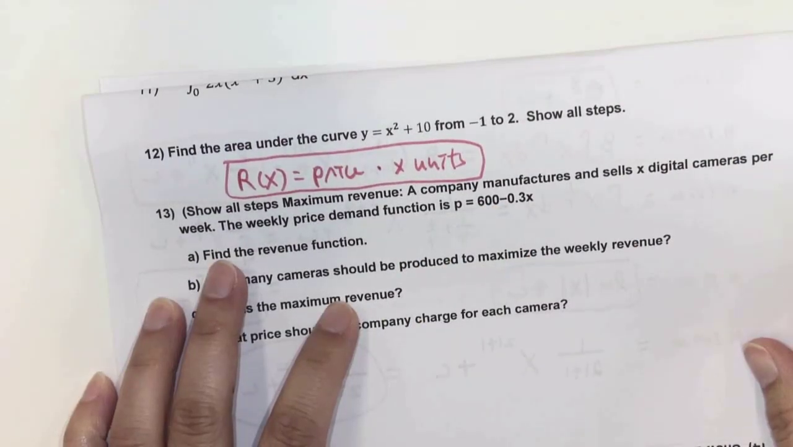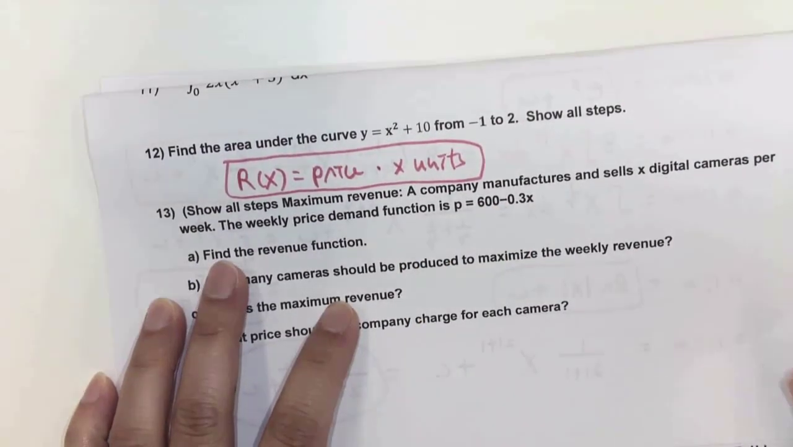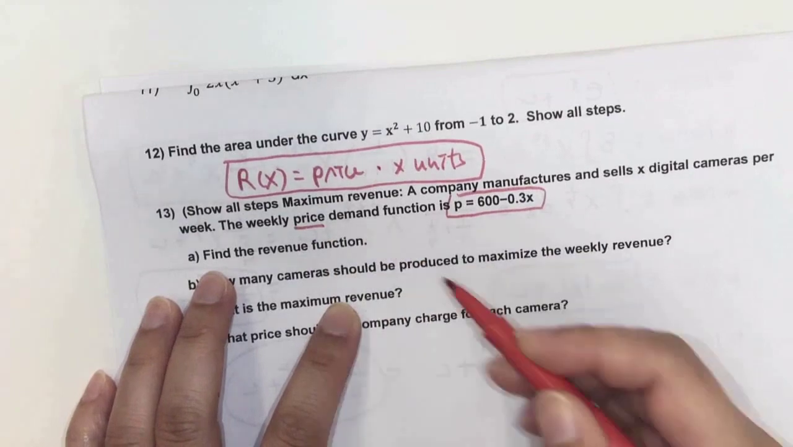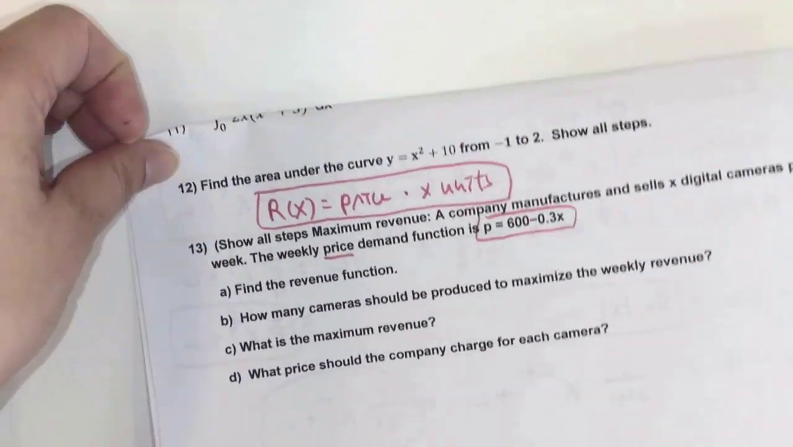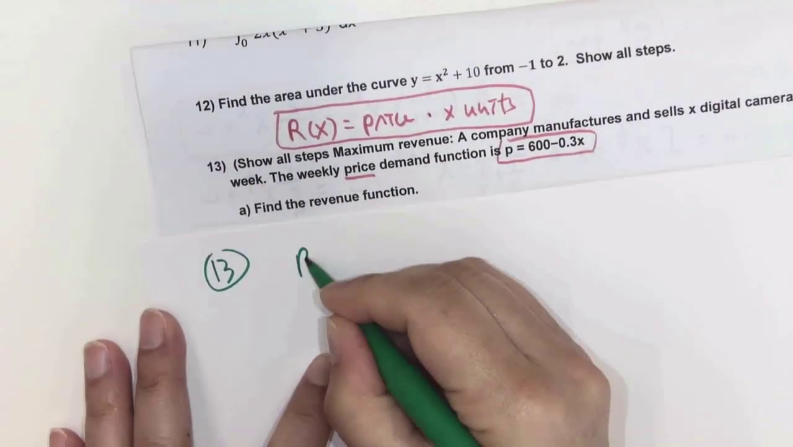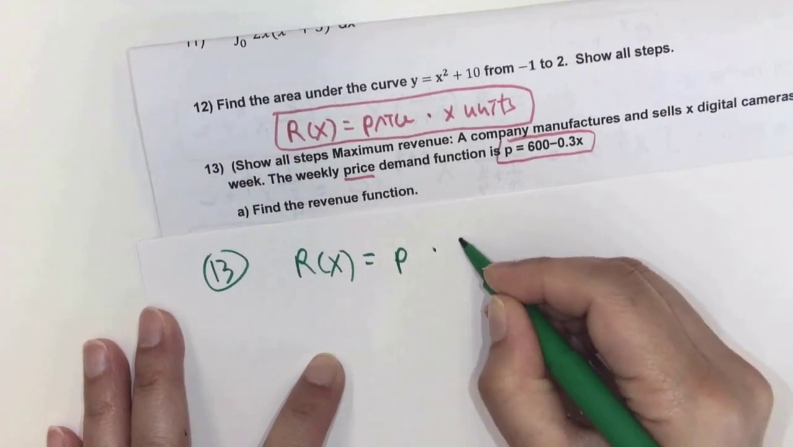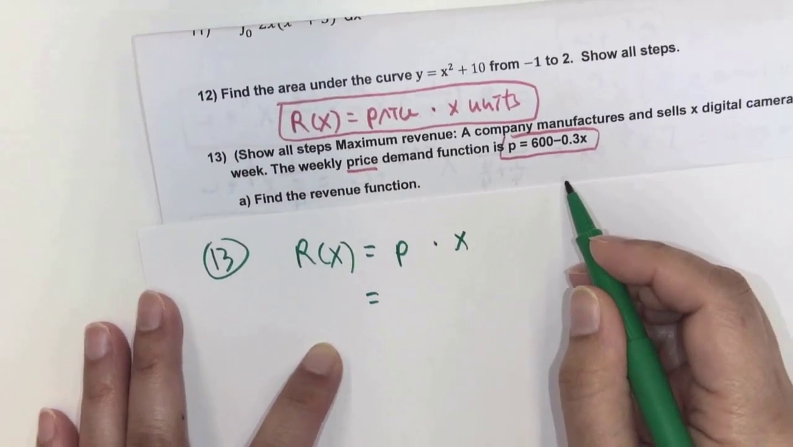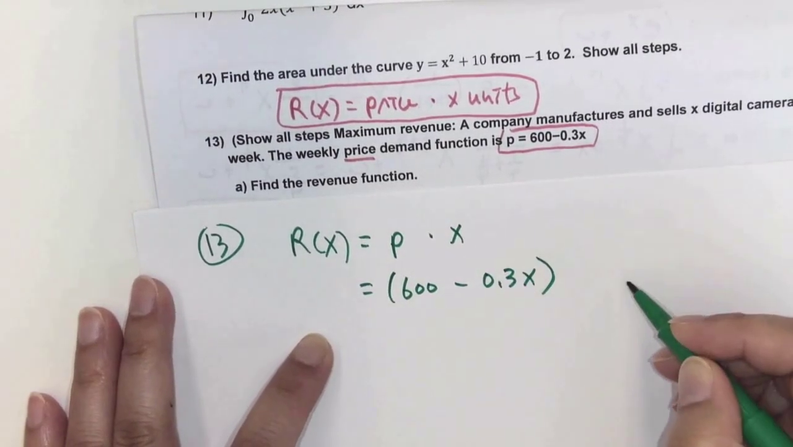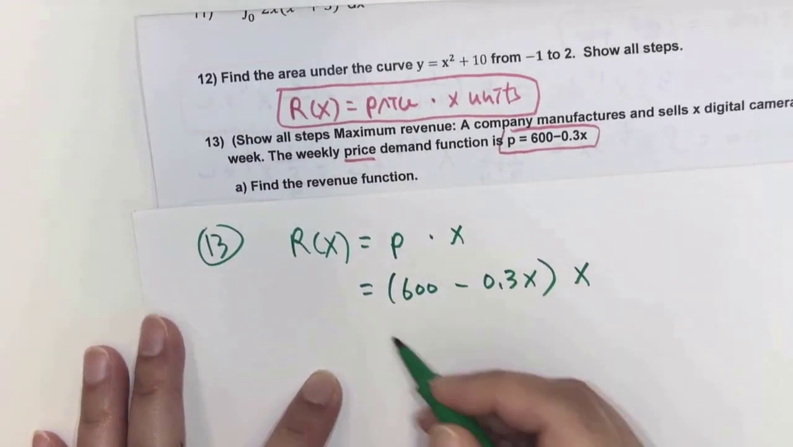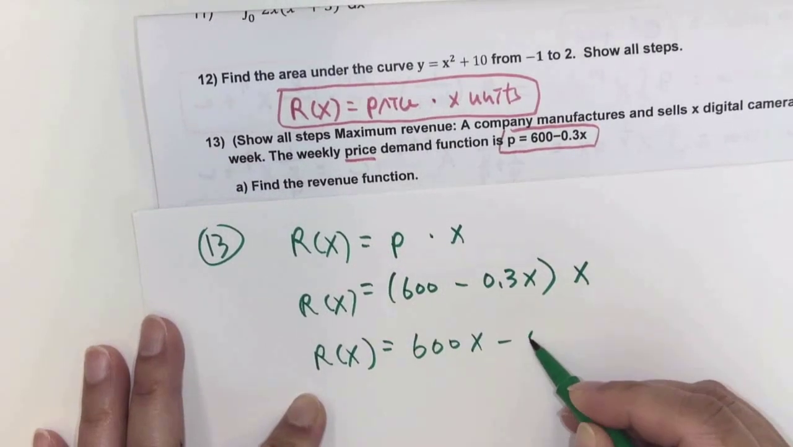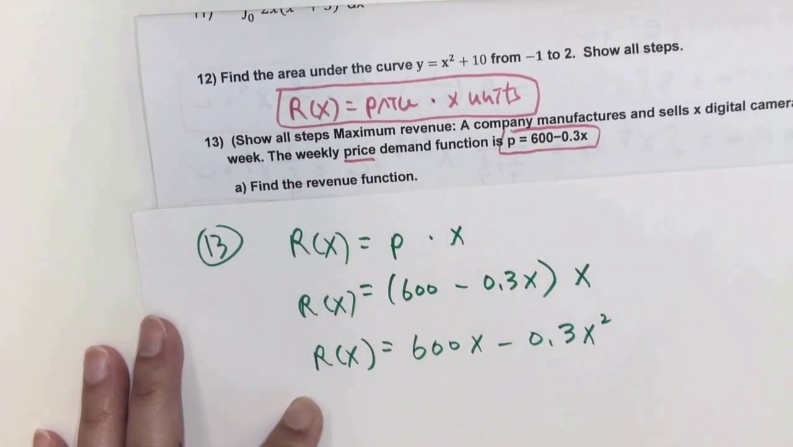This one, a company manufactures and sells X digital cameras per week. The weekly price demand function is this. So they give you the price function. To find the revenue function, we just need to follow what you just told me, right? So number 13, R of X equals P times X. P, they give us 600 minus 0.3x, the whole function, times another x. So the revenue function is going to be 600x minus 0.3x squared. Is everybody okay with this?